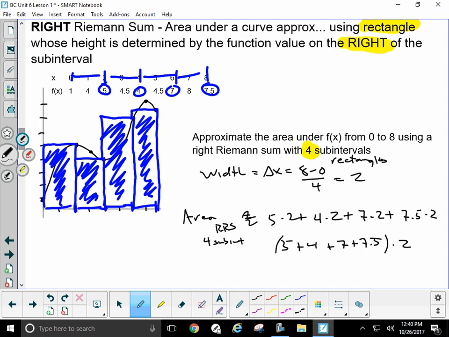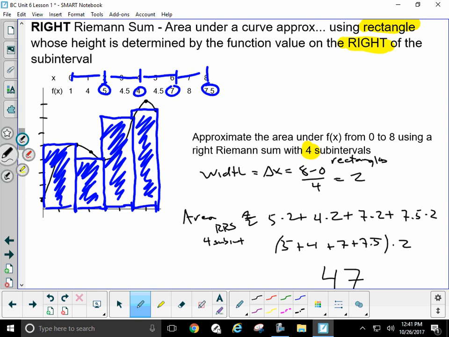Nine plus 7 is 16, plus 7.5 is 23.5. 23.5 times 2 is 47. Okay, that is my area approximation using a right Riemann sum using 4 subintervals. Does this appear to be over or under the actual? Seems to be over. Does it appear to be closer to or further away from the actual compared to the left? Yeah, maybe a little bit closer, right?